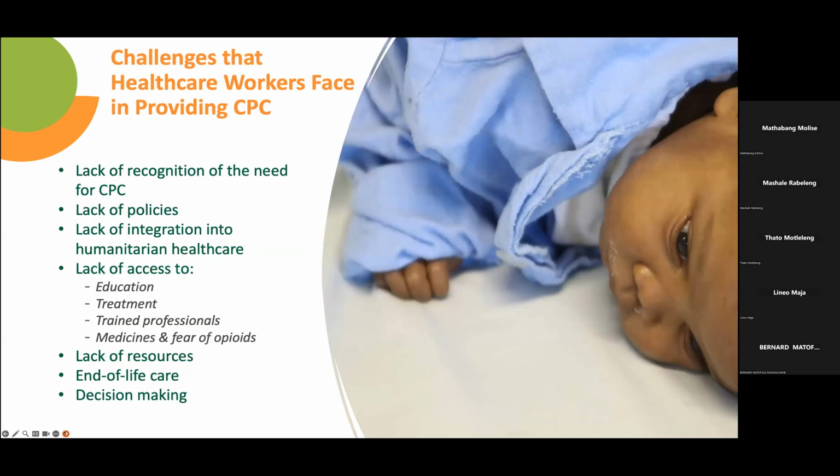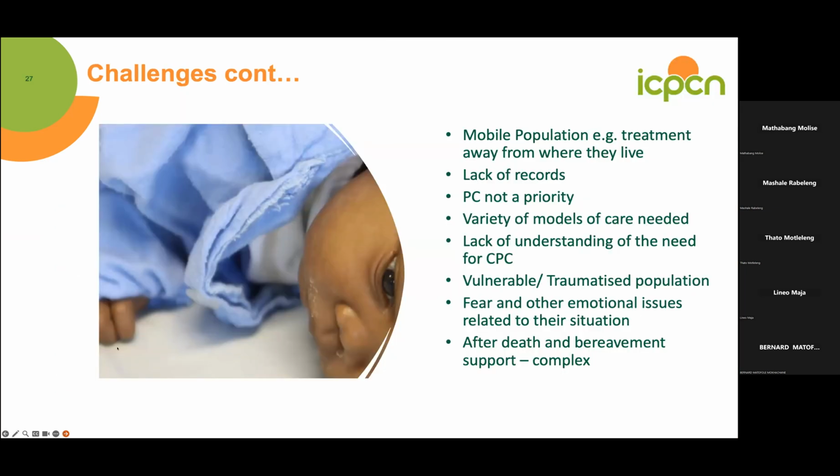And I know that through the ECHO platform, you have access to many of these resources. But we know there are challenges in providing children's palliative care. There is a lack of education, there's a lack of trained professionals, there's a fear of opioids and challenges with the use of medicines, and many different challenges that health workers face. And we could talk a lot about these. But a lack of understanding of what palliative care for children is and the need for children's palliative care.